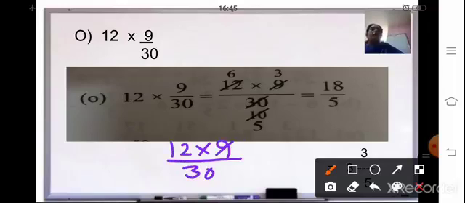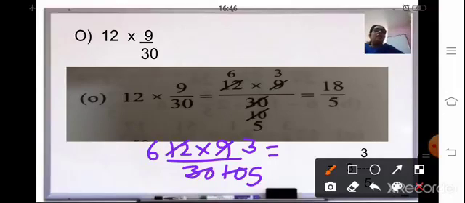So 3 3s are 9, 3 10s are 30. Again 12 and 10 are divisible by 2. So 2 6s are 12 and 2 5s are 10. Now you can directly multiply and write the answer. Now 6, 3 and 5, no other number is divisible. So 6 3s is 18 upon 5. So this is what we got here.